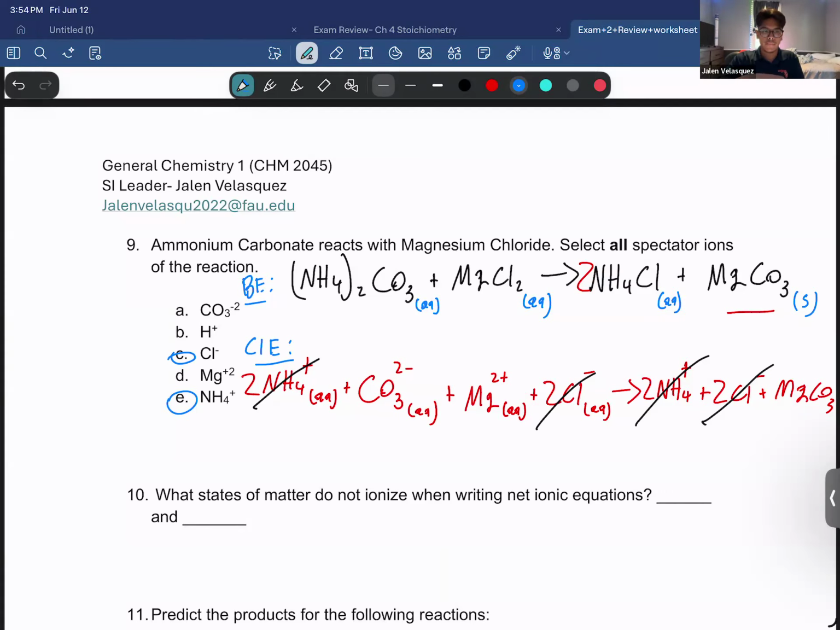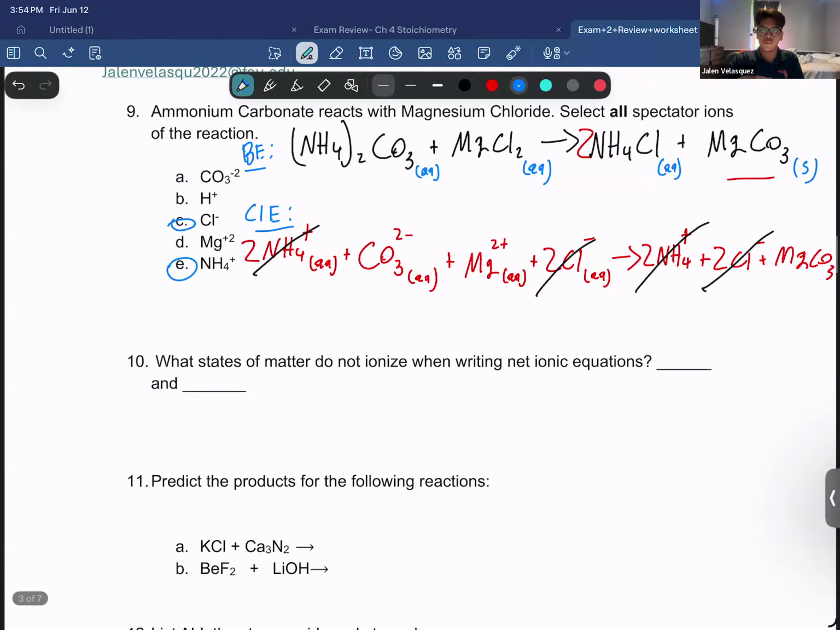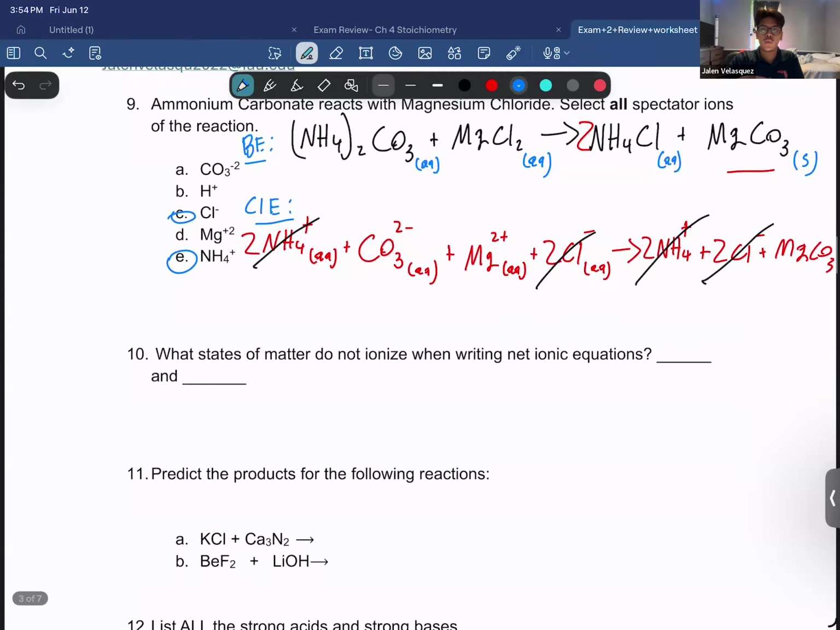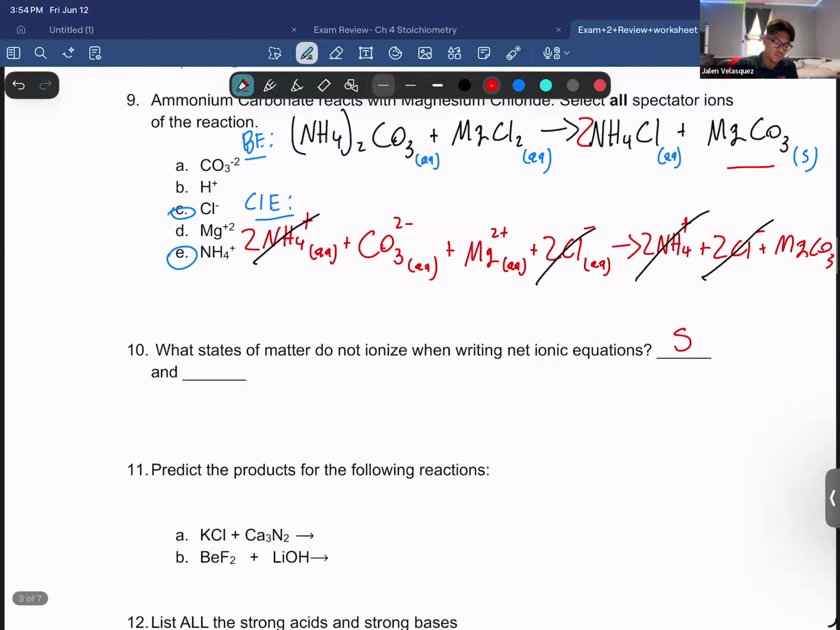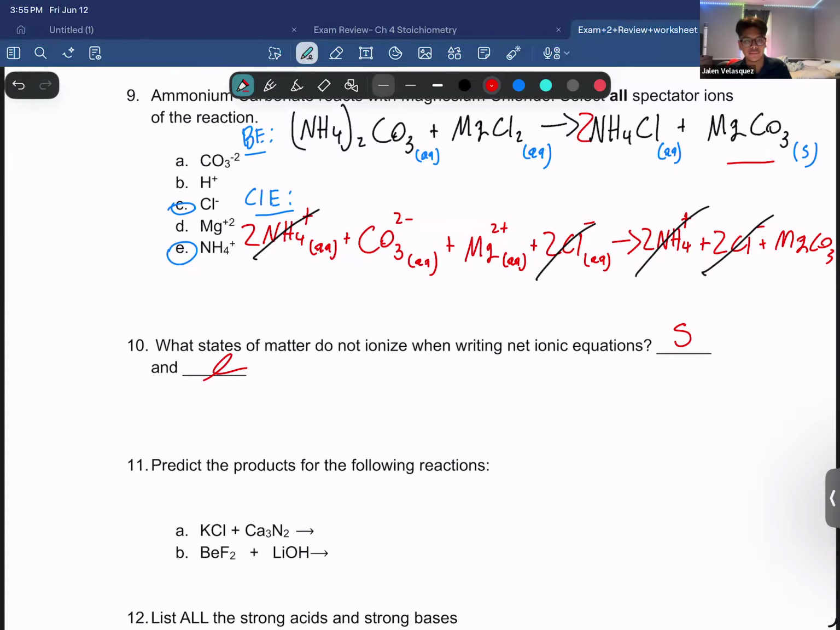All right. For 10 here, what states of matter do we not ionize when writing net ionic equations? You do not ionize solids, which we already discussed, and also liquids. You do not ionize. So just make sure you know that.